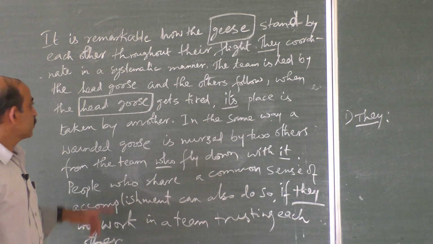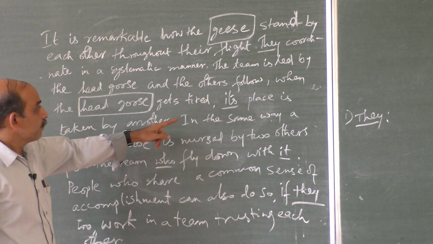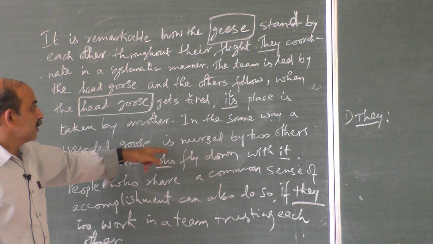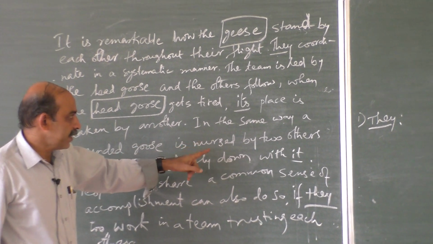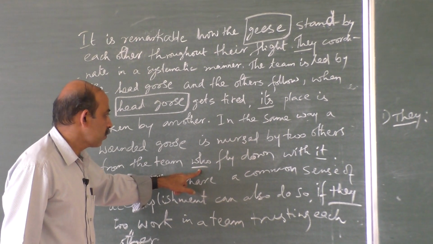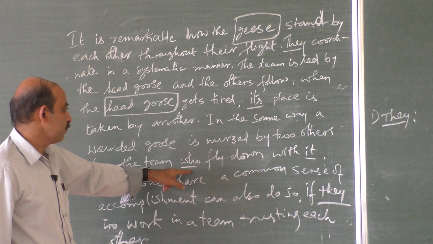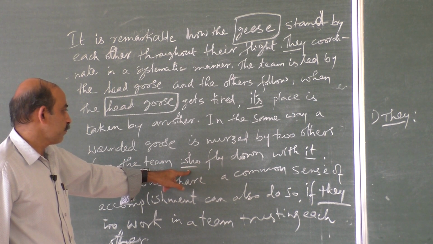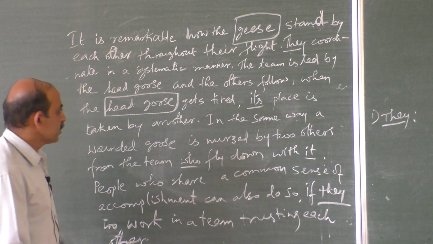When the head goose gets tired, its place is taken by another. In the same way, a wounded goose is nursed by 2 others from the team who fly down with it. What is "who"? Now this is a relative pronoun. Who fly down with it. So what is "who" now?